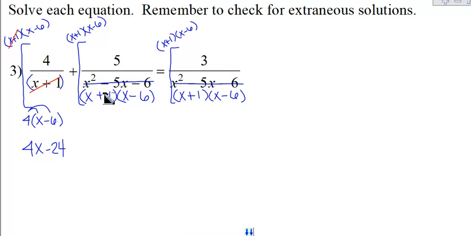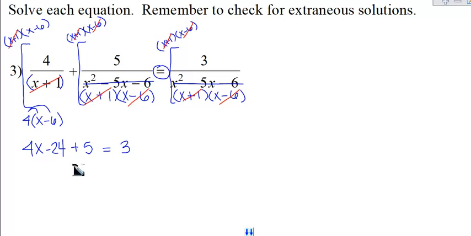In the second part, the x plus 1 cancels with the x plus 1, and the x minus 6 cancels with the x minus 6. The only thing that remains is a positive 5. Now let's write down our equal sign. In this final problem, the x plus 1's cancel and the x minus 6 cancels, and so I'm only left with the 3.